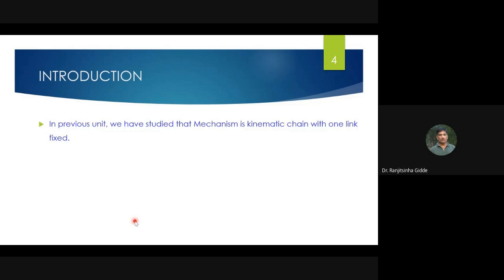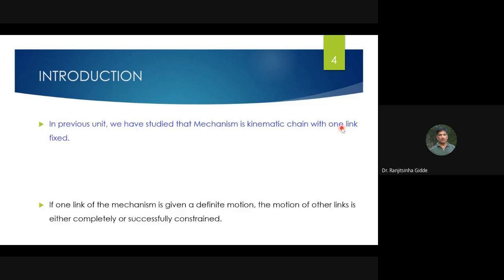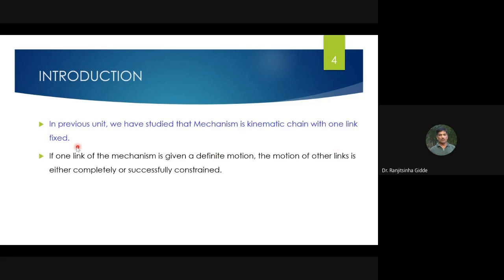Already in the previous unit, that is unit number 1, simple mechanism, we have defined a mechanism as a kinematic chain with one link as a fixed link, right? So what we have seen, if one link of a mechanism is given a definite motion, the motion of the other links is either completely or successfully constrained. So what we have seen, I will just draw here.